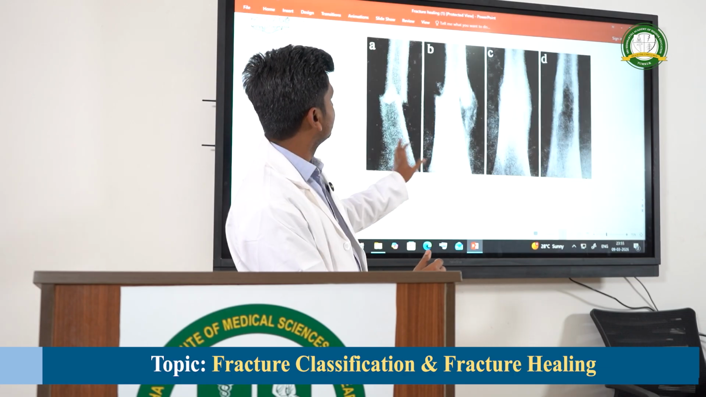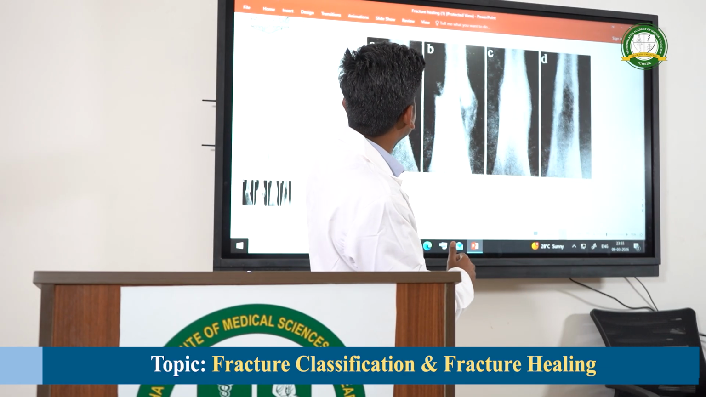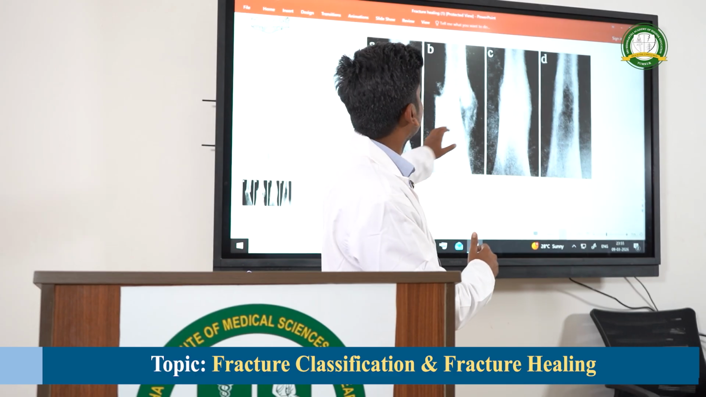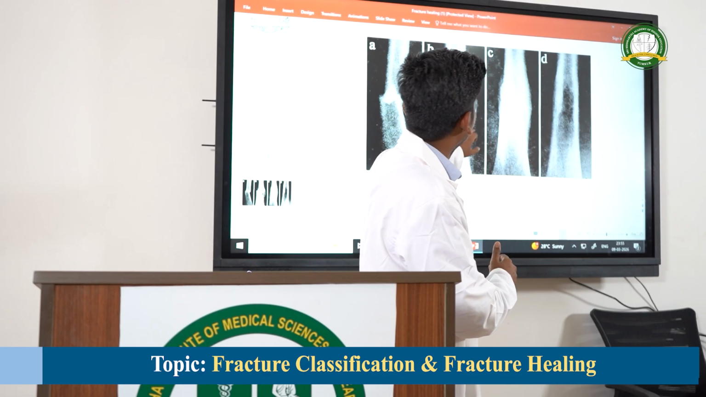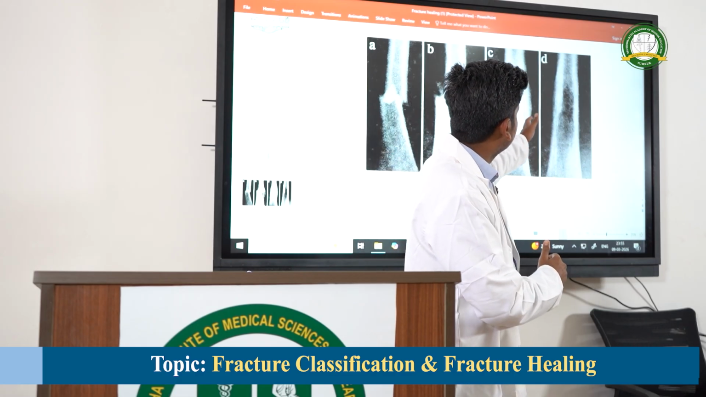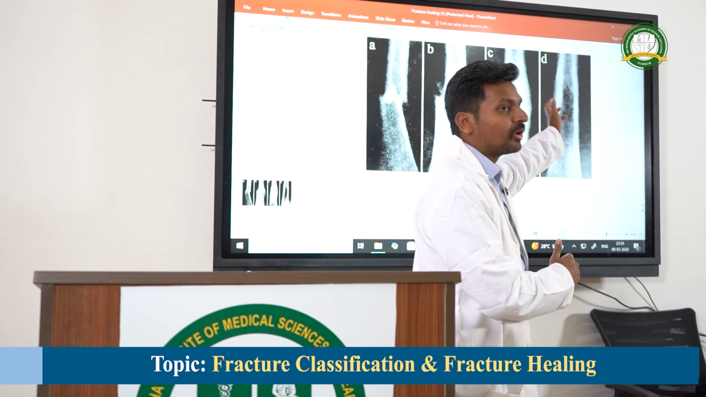So this is how it looks when we follow up a fracture case. This is a pediatric case. There is a shaft fracture, and this is secondary healing, by the way, because we can see a callus. Then there is the stage of hard callus formation, and then the stage of remodeling.